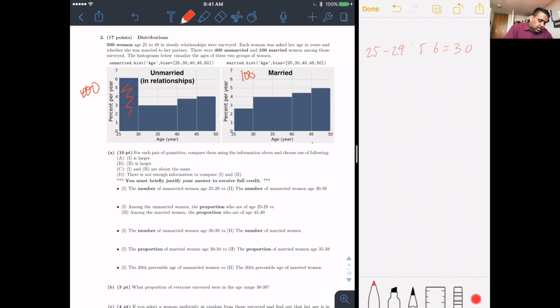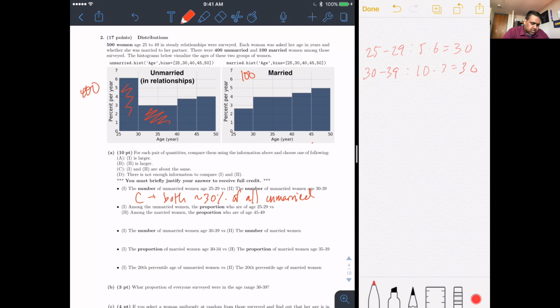So now we need to look at 30 to 39. So here the width is 10, the height is 3, and that's also 30, which also tells us that 30% of the unmarried women are between 30 and 39. So the question's asking us which quantity is larger. Since they're both about 30%, we kind of have to say that they're about the same. So C, both approximately 30% of all unmarried.